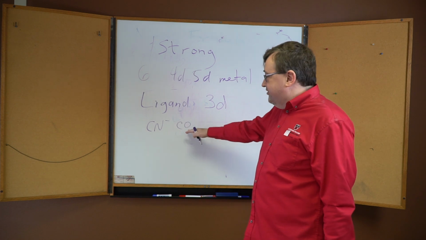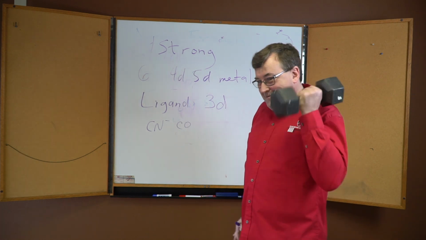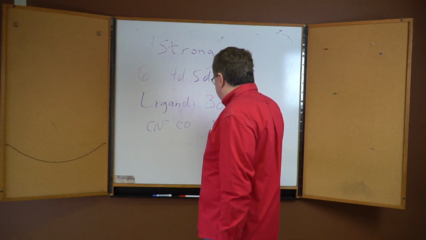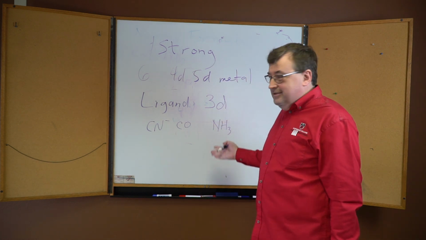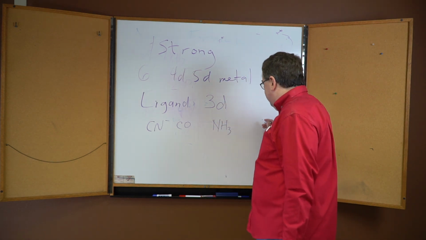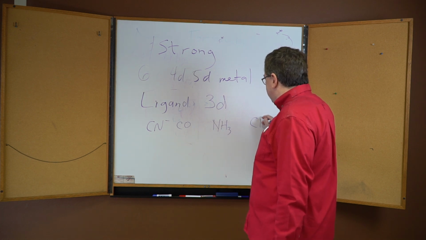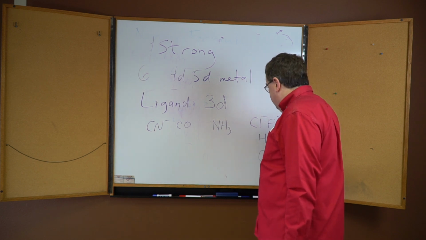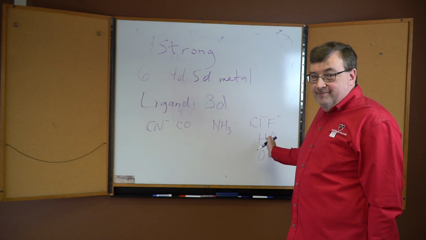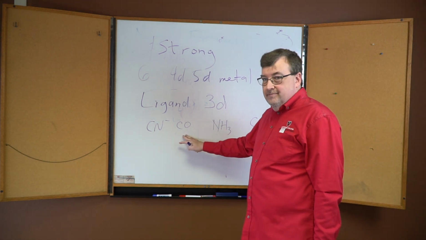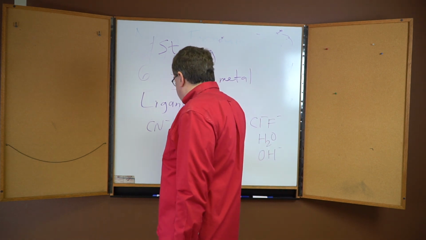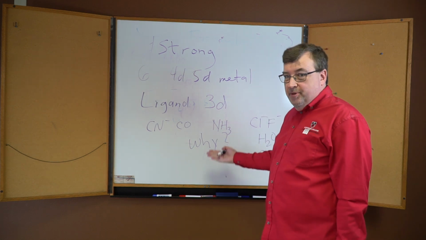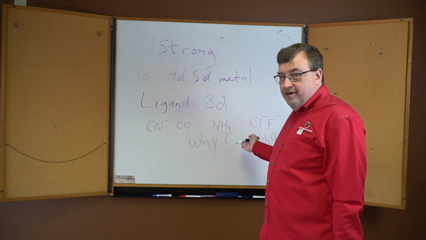Strong ligands typically are like cyanide, CO. Then you have something like ammonia, that's kind of in the middle. Then over here, you have your weak ligands. You're going to have to be able to explain why these are in this order.